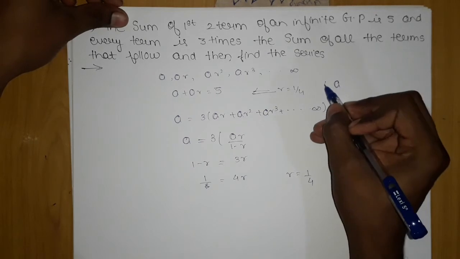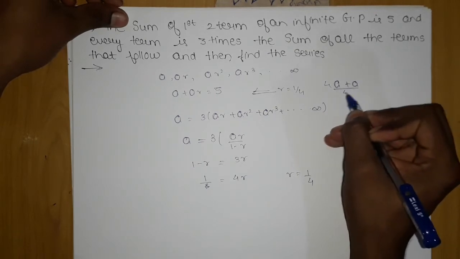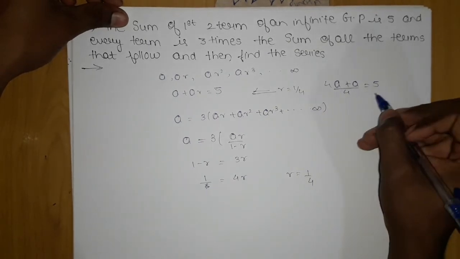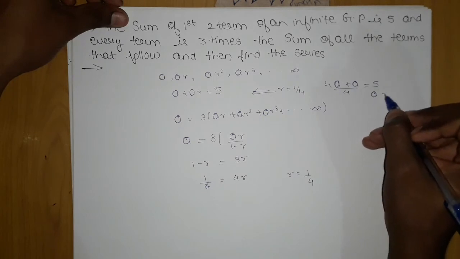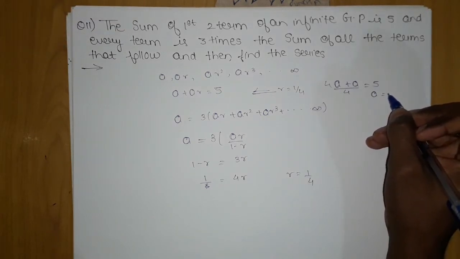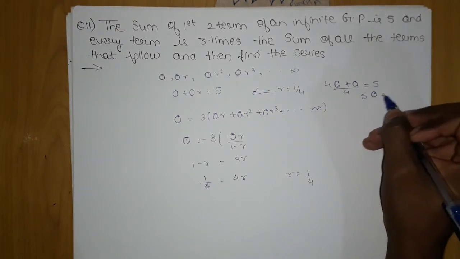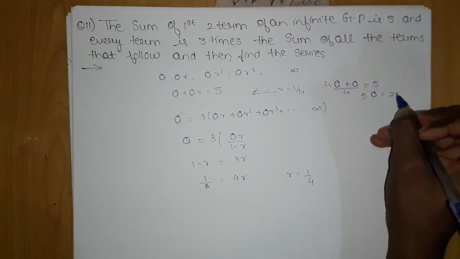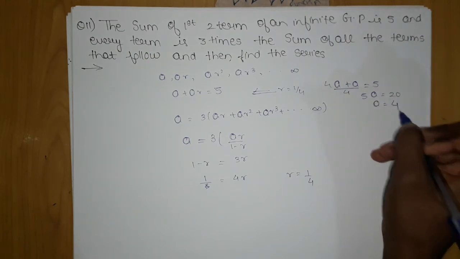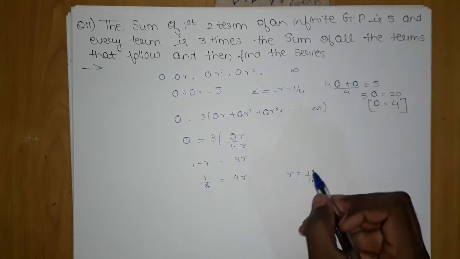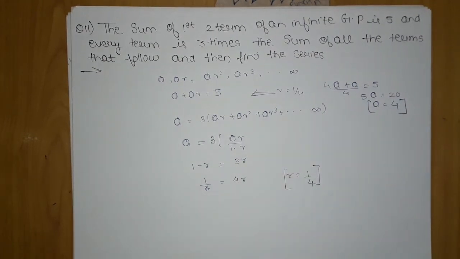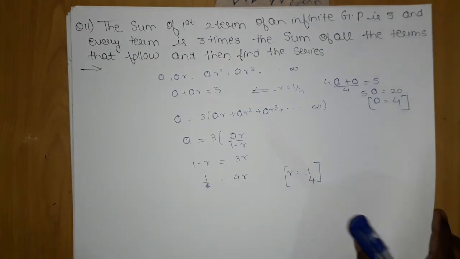So a plus a by 4 should be equal to 5, which gives 5a by 4 equals 5, so a equals 4. So we got a equals 4 and r equals 1 by 4. This is our answer. Okay, so let's move on to the next question.